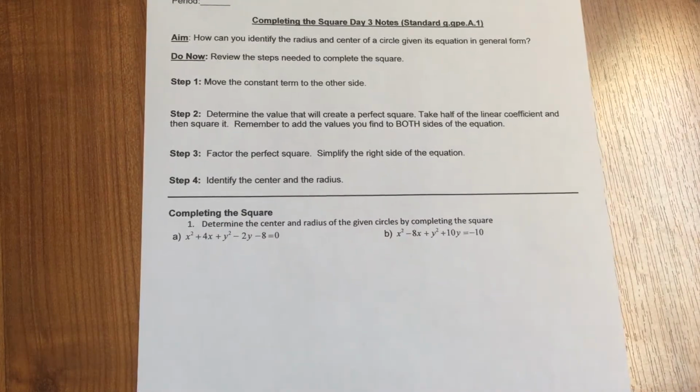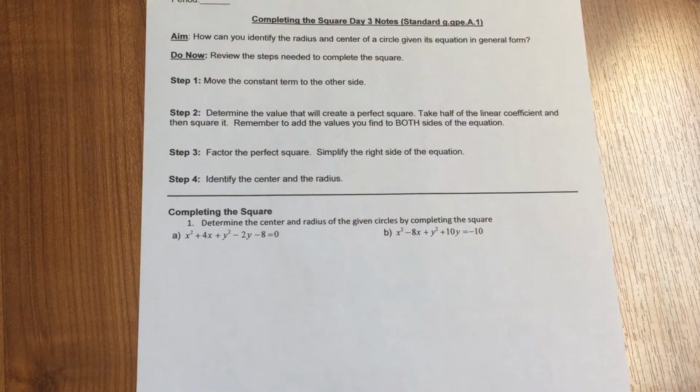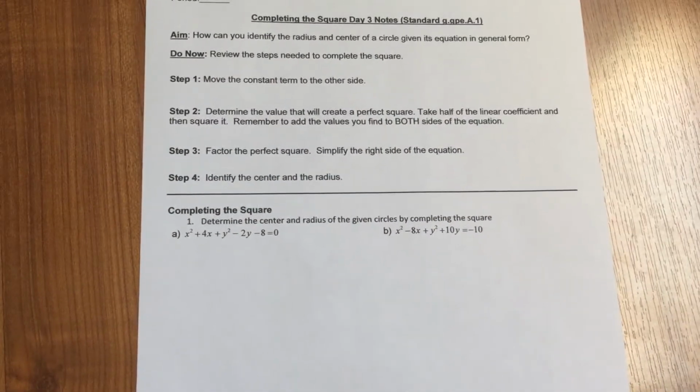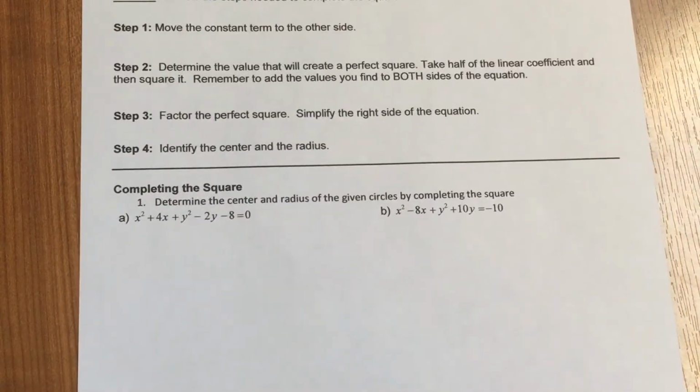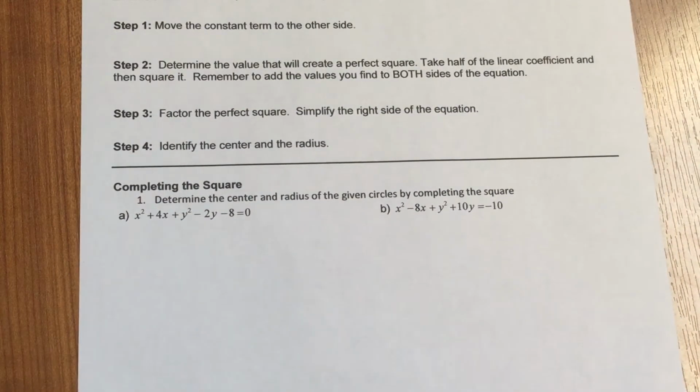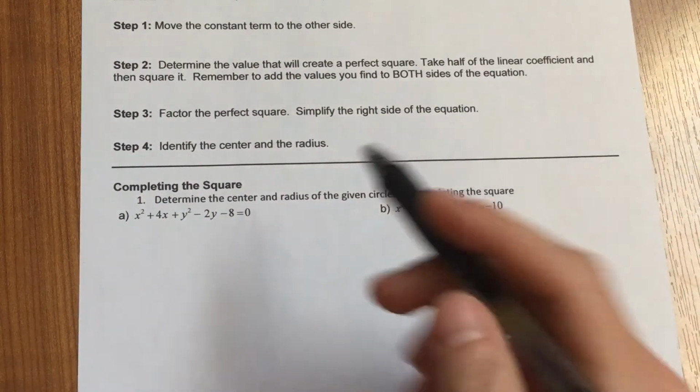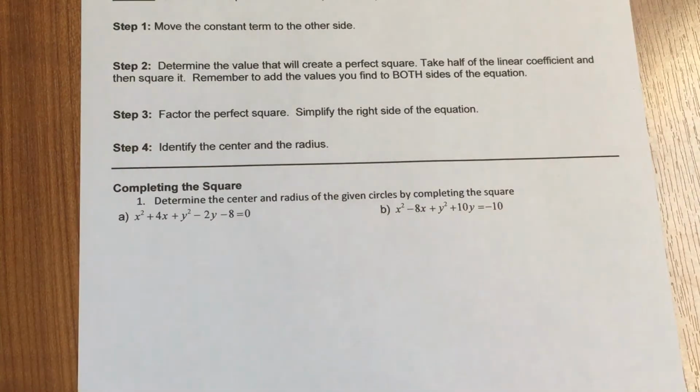We're going to complete the square on these bottom examples, and from completing the square, we're going to be able to see the equation of a circle to determine the center and the radius of that circle. So let's complete the square. In order to complete the square, we're going to move this constant to the other side of the equation.